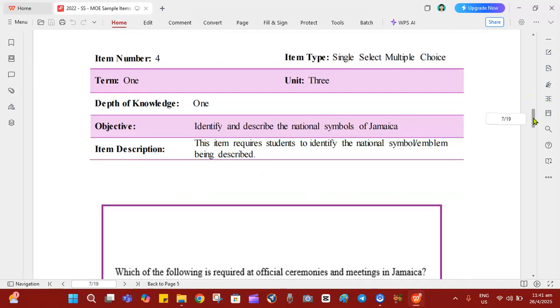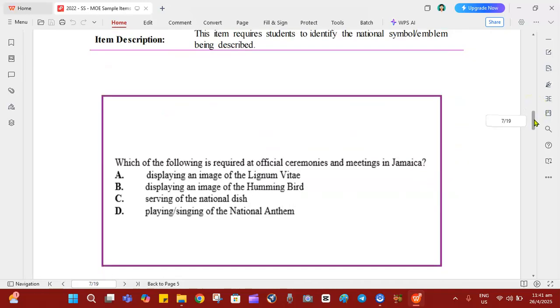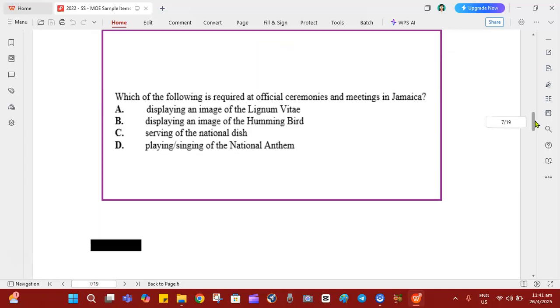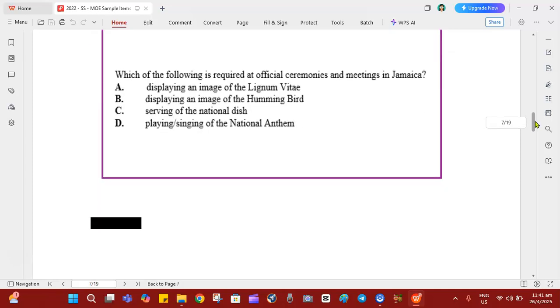All right, let's look at item 4. Which of the following is required at official ceremonies and meetings in Jamaica? A, displaying an image of the lignum vitae, no. B, displaying an image of the hummingbird, no. C, serving of the national dish, and D, playing and/or singing of the national anthem, and that is so. So this one is required at national or any official meetings.